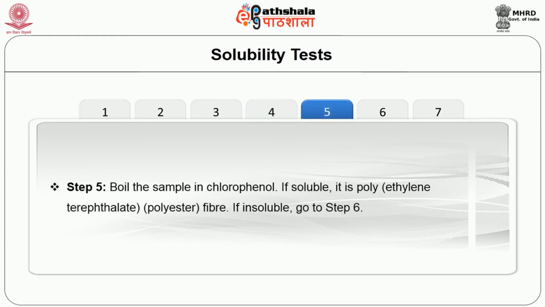In the case of step number 5, boil the sample in chlorophenol. If soluble, it is polyethylene terephthalate, that is polyester. If the sample is soluble in chlorophenol, it is a polyester fiber. If it is insoluble, again go to step number 6.